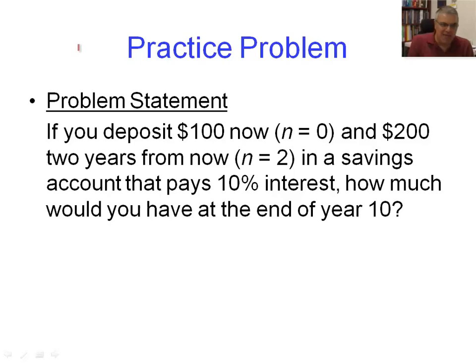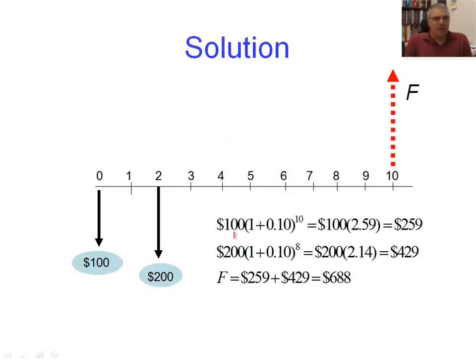Problem statement: if you deposit $100 now, assume N is 0, and $200 2 years from now, and it's N equals 2, in a savings account that pays 10% interest, how much would you have at the end of year 10? Okay, so let's draw the cash flow diagram here.